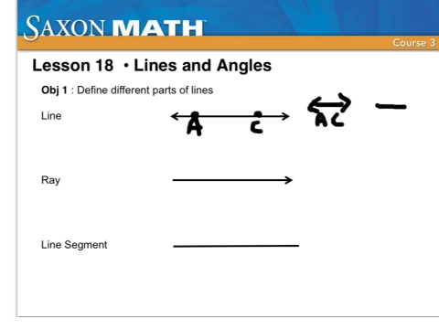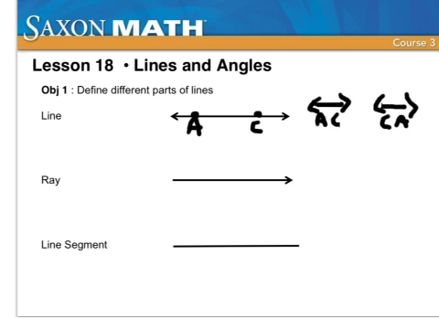When we name a line, because it never starts and never stops, it just goes on forever both ways, it doesn't matter which way you put the letters. So those two names are the same thing. AC and CA refer to the same line because the line doesn't start, doesn't stop. So it doesn't matter which way we name it.